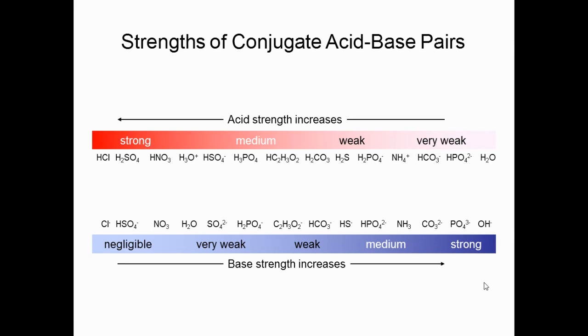Finally, I'm going to end with this slide here. It's mentioning if something is a very strong acid, its conjugate base is very, very weak. Likewise, a very weak acid will have a very strong conjugate base. Hope all this makes sense.